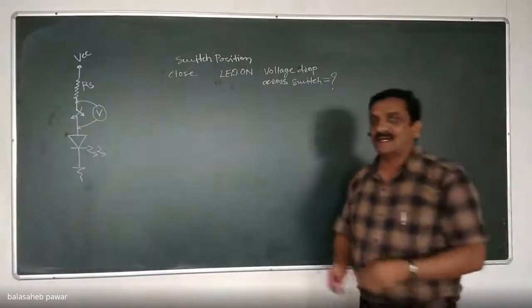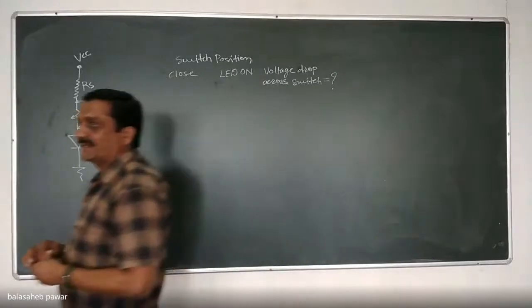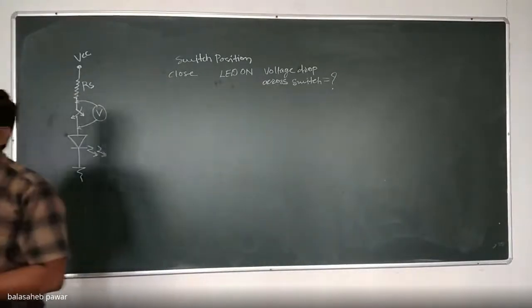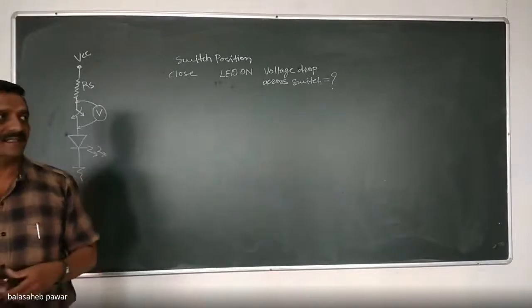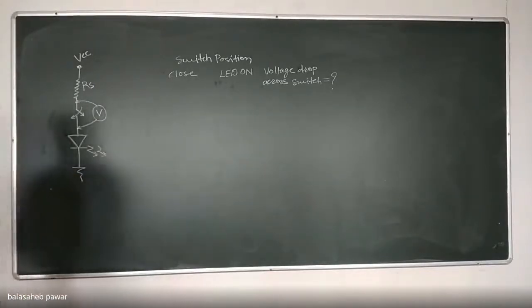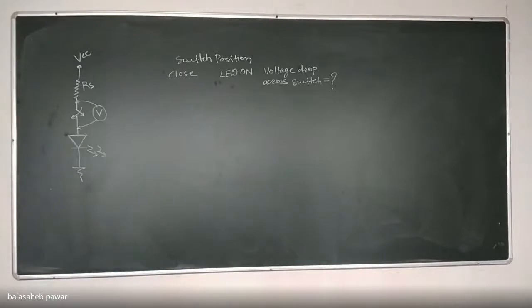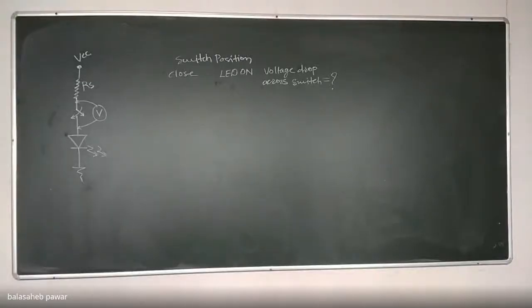Already a few parts of this topic I covered during the prerequisites, correct? So the question is, how much will be the voltage drop across that switch? The switch is in the closed position. Two options are there. One is 0 and the second one is VCC. The switch is in the closed position.